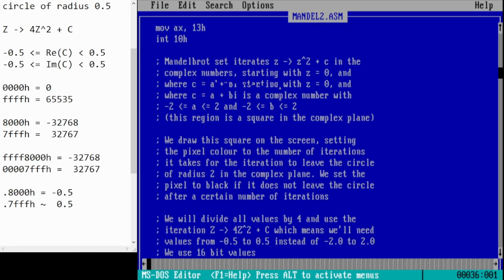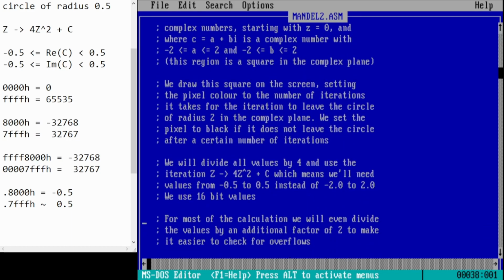So I'll skip down to this comment here where things start to change. So for most of the calculation, we're going to divide our values through by an additional factor of 2 to make it easier to check for overflows. This is actually critical to how we're going to be doing our implementation. So first of all, it's not expensive to divide by 2 in binary.